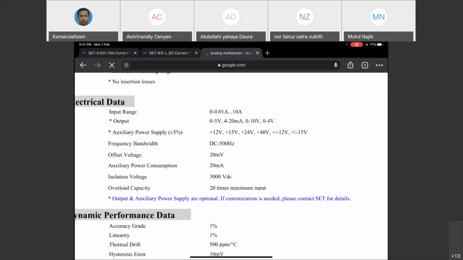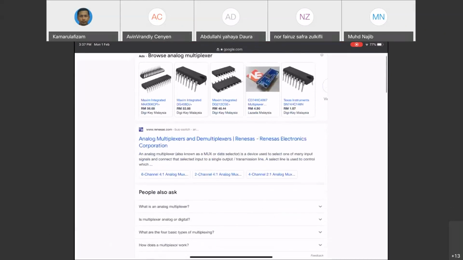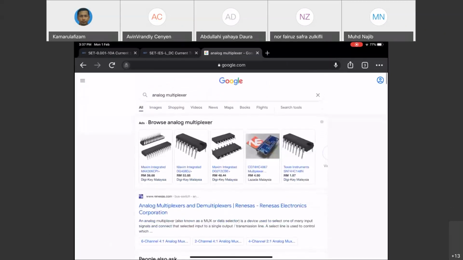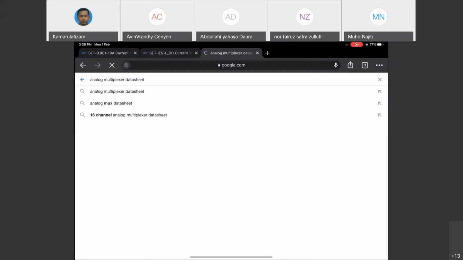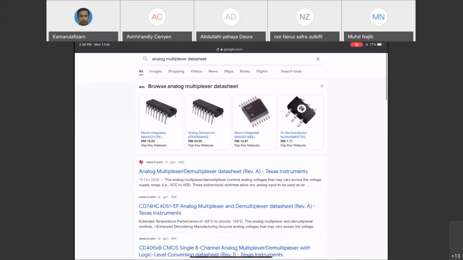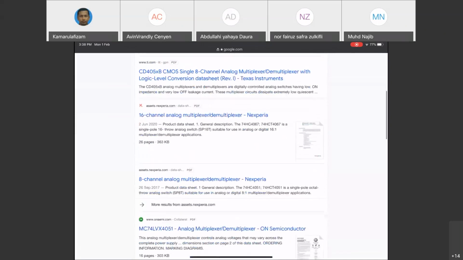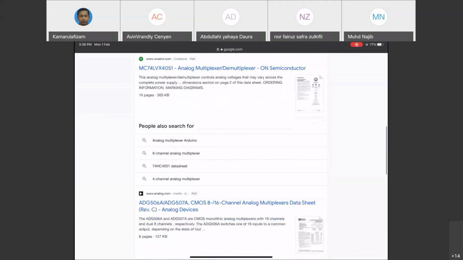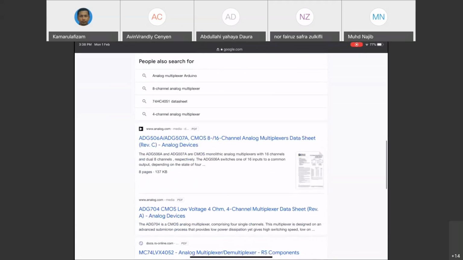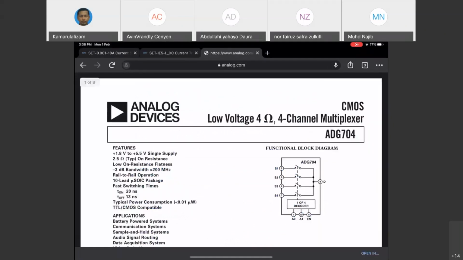Okay. We'll look for some data sheet. Okay, I just want to show you this one, 16 channel. This is 8 channel. Yang mana bagus sikit? 4 channel. Let's just go to this one. This is analog multiplexer. All right.